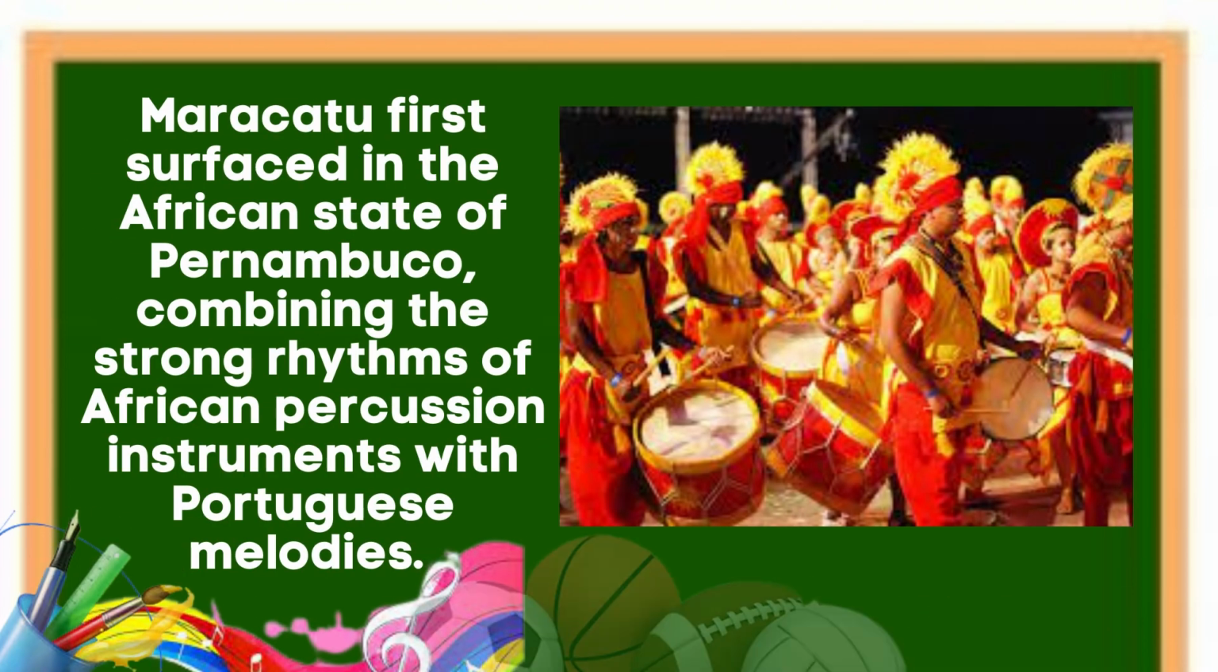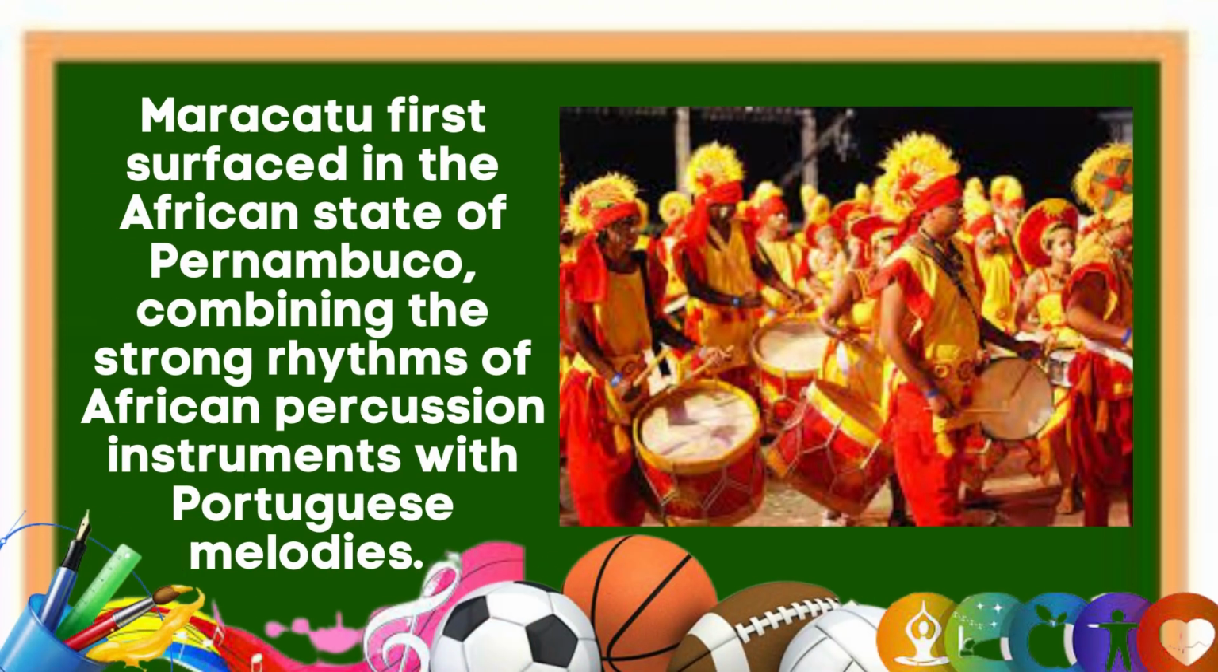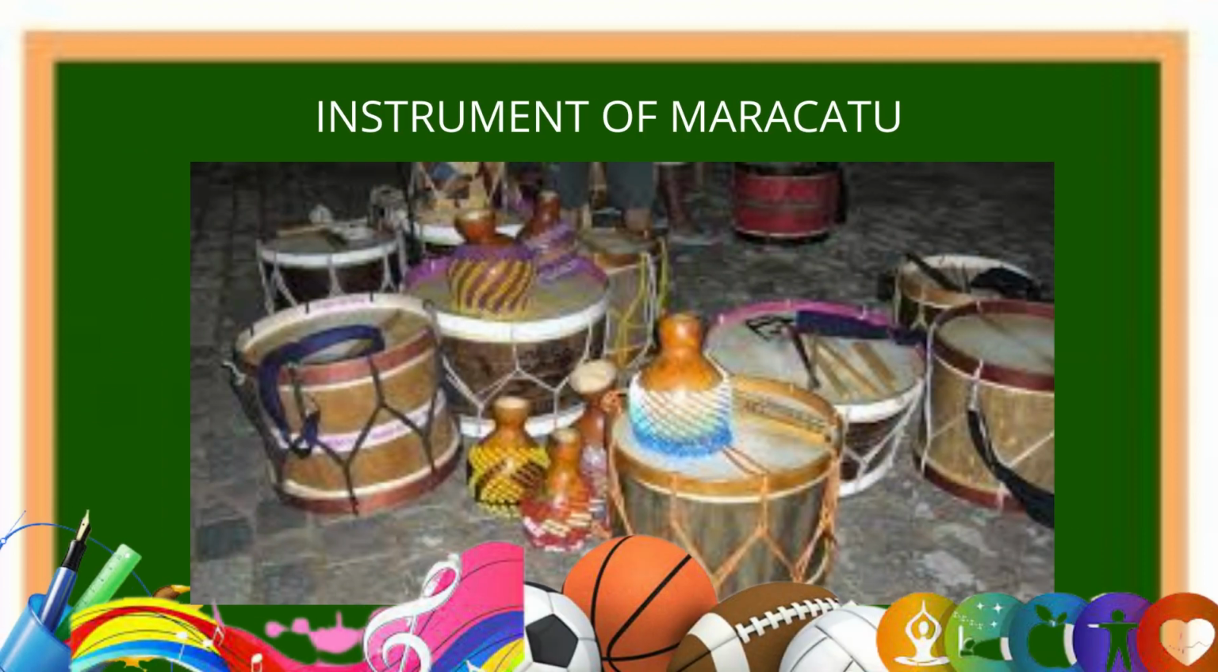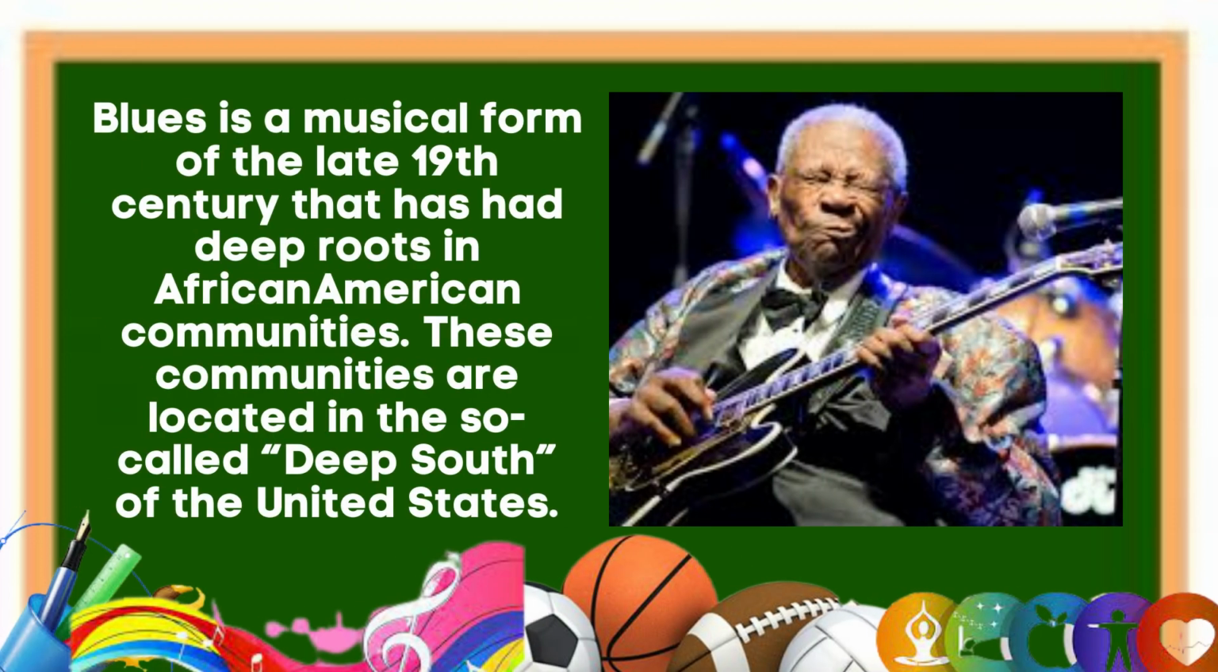Vocal forms of African music. Maracatu first surfaced in the African state of Pernambuco, combining the strong rhythms of African percussion instruments with Portuguese melodies. The maracatu groups were called nacos, nations, who paraded with a drumming ensemble numbering up to 100, accompanied by a singer, chorus, and a coterie of dancers. The maracatu uses mostly percussion instruments such as the alfaia, tarol and caixa de guerra, gonguê, agbê, and minheiro.